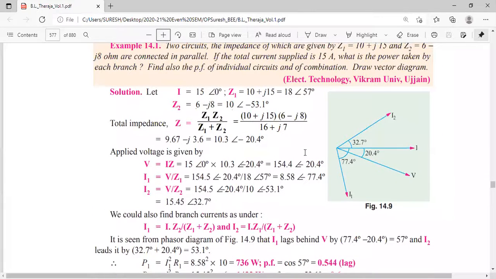Now come to the phasor diagram. He is asking to draw the vector diagram. Write down a note: the vector diagram is drawn for voltages and currents. Now we'll draw the vector diagram. See.